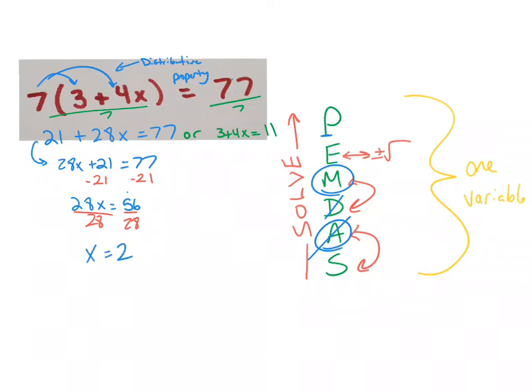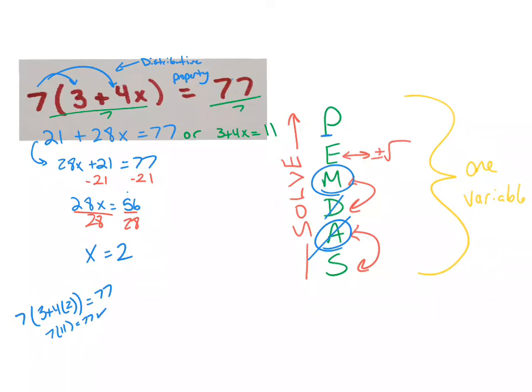Now I'm just going to check my work. I'm going to plug it back into the original: 7 times 3 plus 4, and instead of x, I put 2, equals 77. So 4 times 2 is 8. 8 plus 3 is 11. So I get 7 times 11. Does it equal 77? It does.